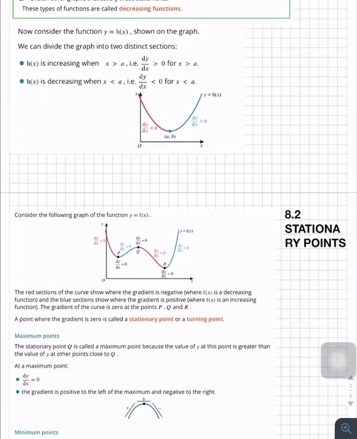Now consider the function y equals h(x) shown on the graph. We can divide the graph into two distinct sections. h(x) is increasing when x is greater than a, i.e., dy/dx greater than 0 for x greater than a. What does i.e. mean? It means something like an example. What does i.e. stand for? Let me Google. I forgot. You keep reading.